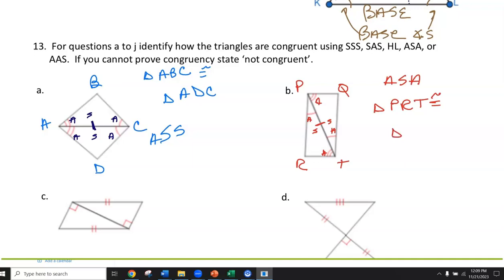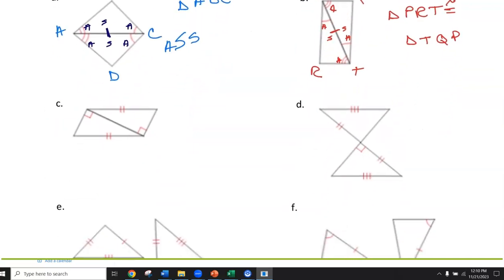Start with your single, which is T. Go to the unmarked, which is Q, and then go to your double. And that's your statement. Okay, here comes another one. Mark this reflexive piece equal. It's a candidate for HL, but is it? I have a leg, which is the green I just marked, and the hypotenuse is right across from the right angle. So it is indeed HL.